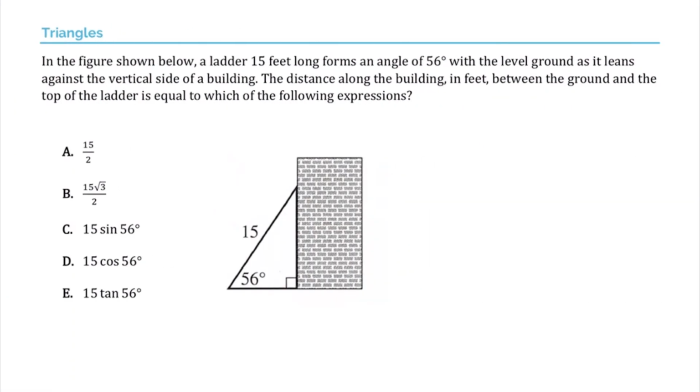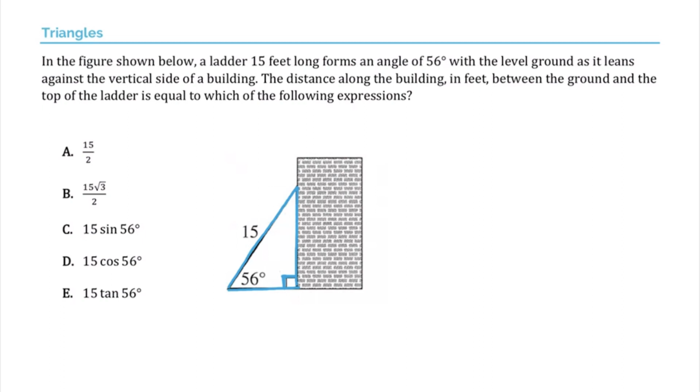Let's do another SOH CAH TOA problem, still medium level difficulty. In the figure shown below, a ladder 15 feet long, okay, so here's our ladder that's 15 feet long that's leaning up against that building. It says that it forms an angle of 56 degrees with the level ground as it leans against the vertical side of a building. So the fact that this building is vertical with the ground means that if here's the ground, it's going to form a 90-degree angle. So that's why they tell us that the building is vertical, because then we know, okay, if it's perfectly vertical, then we know that that's a 90-degree angle.